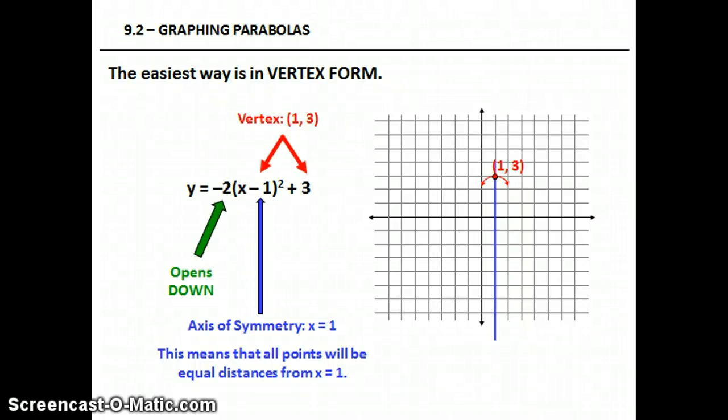Okay, let's talk about graphing parabolas. The easiest way is to have it in vertex form. So once you see it in vertex form, here's what you can tell. Where is the vertex? Duh. This one is at 1, 3.